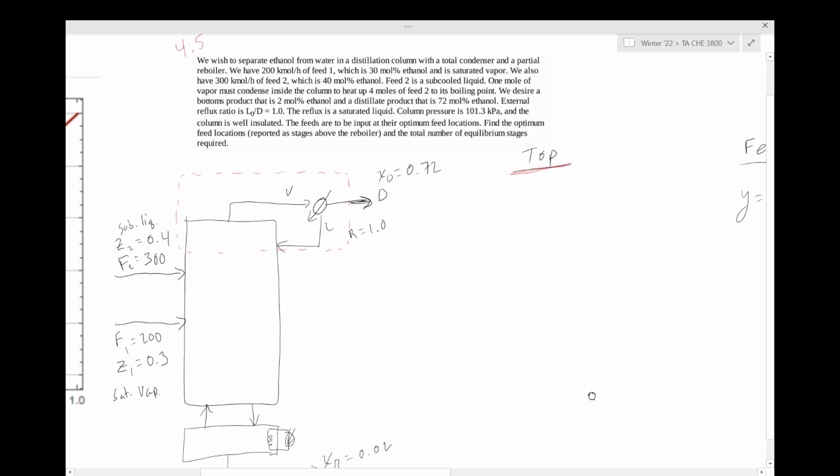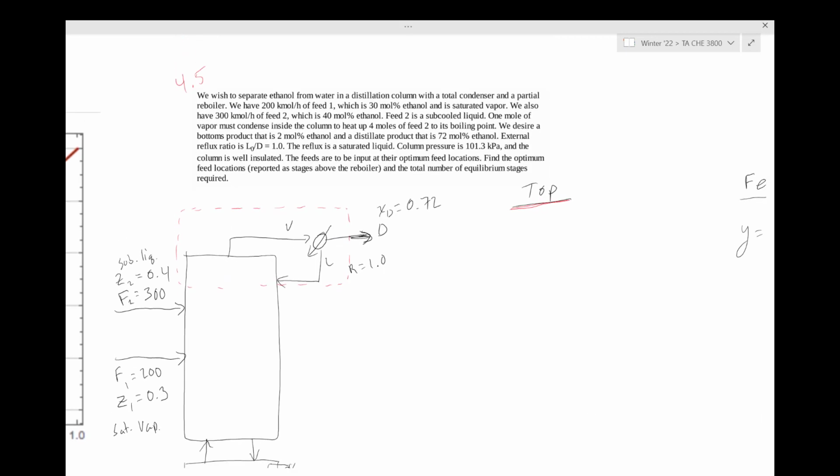So first thing to do is to read the problem and then draw the diagram. Just coming off this, there is a distillation column that is trying to separate ethanol from water. It's giving you a feed of 200 kilomoles per hour, and it's 30% ethanol. It's a saturated vapor, which is going to be important later on in the problem.